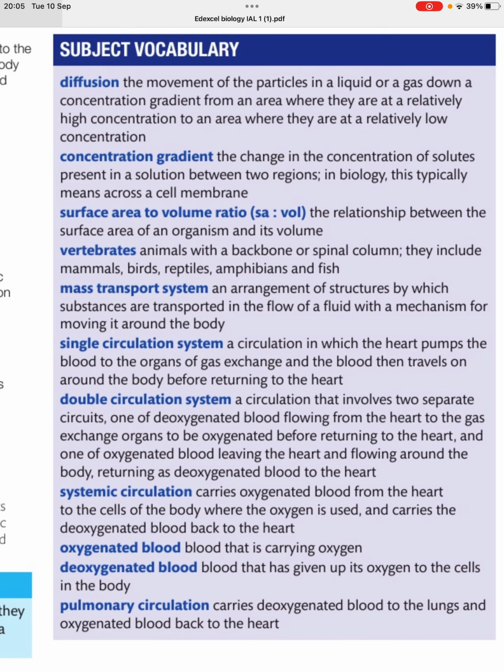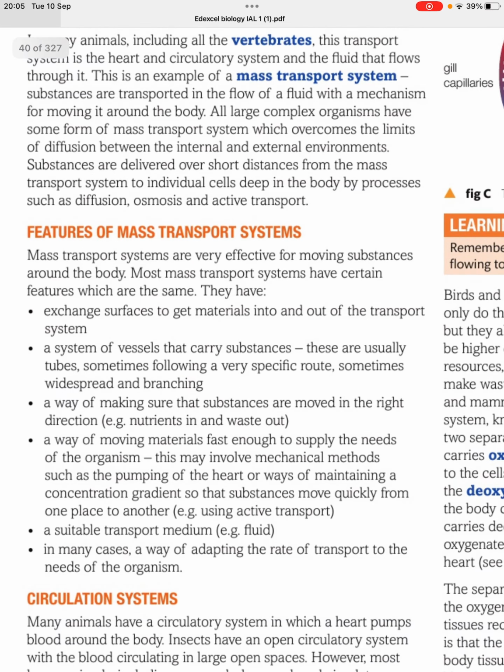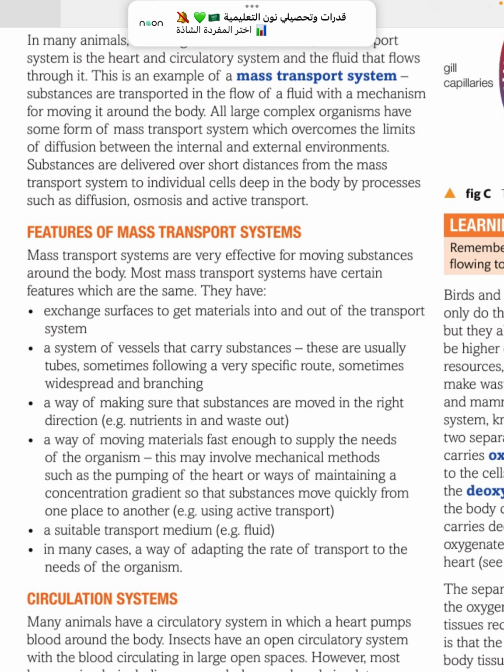So it's basically the arrangement of the structure by which the substances are transported, right? So there are features on how it's organized or arranged. First of all, the system of vessels that carry the substances. It has either a very specific route or is widespread. Second, it's the way of making sure that substances are moving in the right direction. Third point we covered, it is the exchange surfaces, the alveoli, for example. Also, substances that move in the right direction, and of course, the valve is one of the ways.